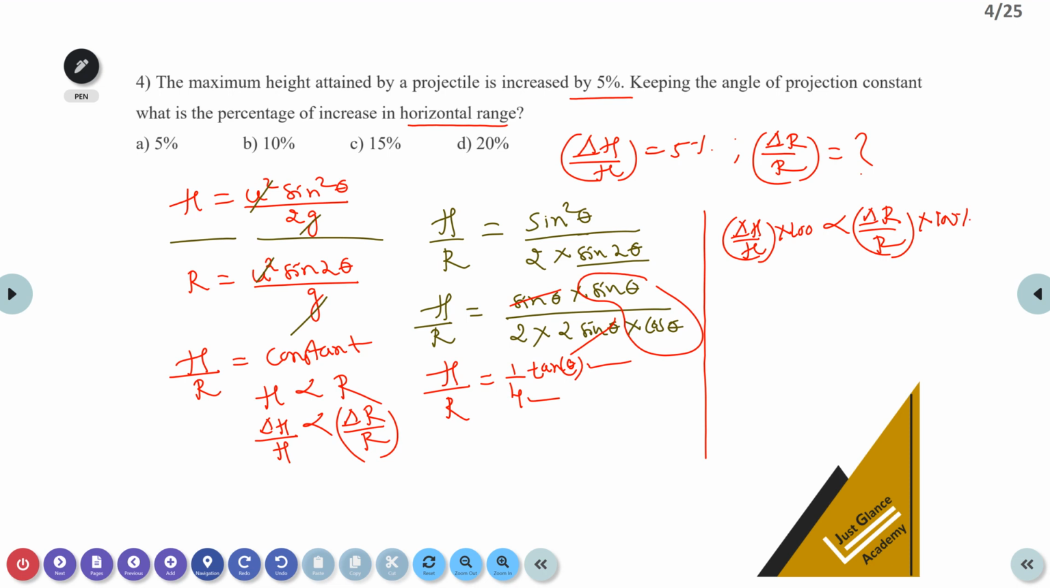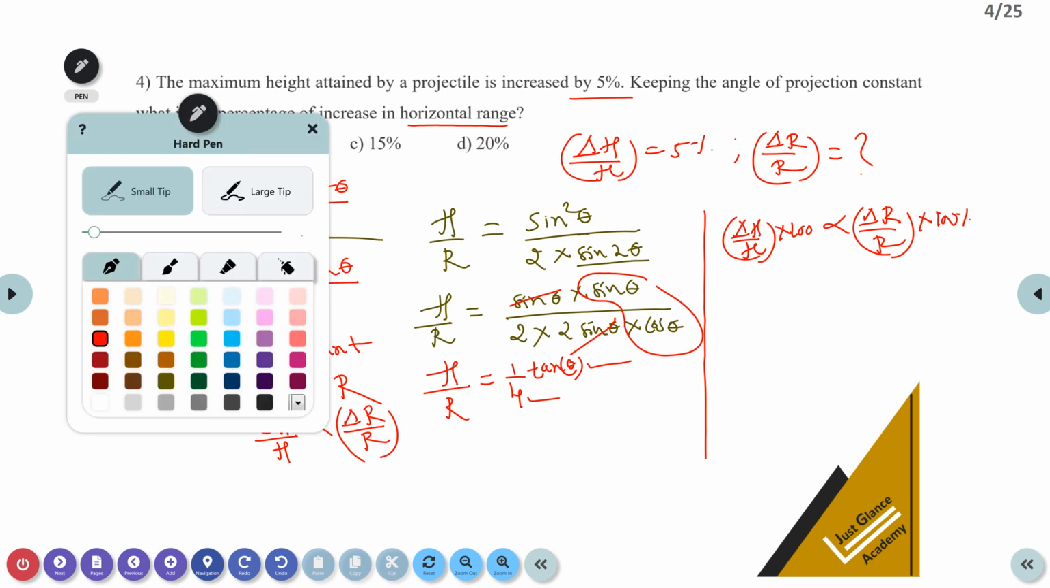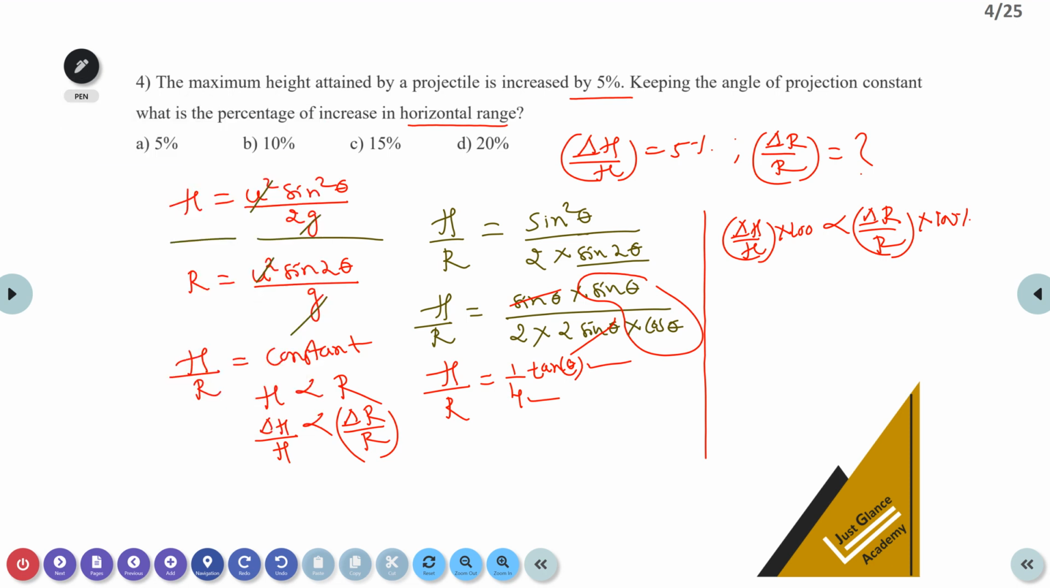Okay. Now by this, what you are getting is, delta h by h has been given as 5%. Then certainly delta r by r into 100 is directly proportional, so it also becomes 5% only. So this is the right choice.